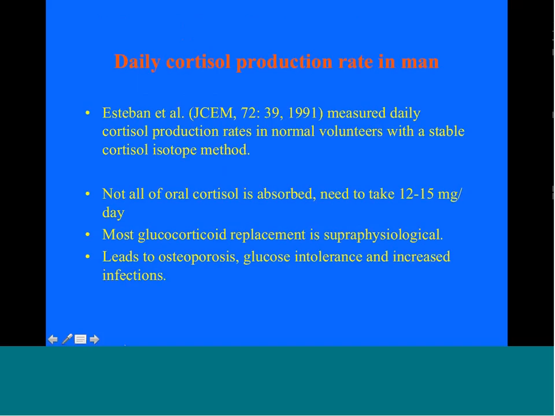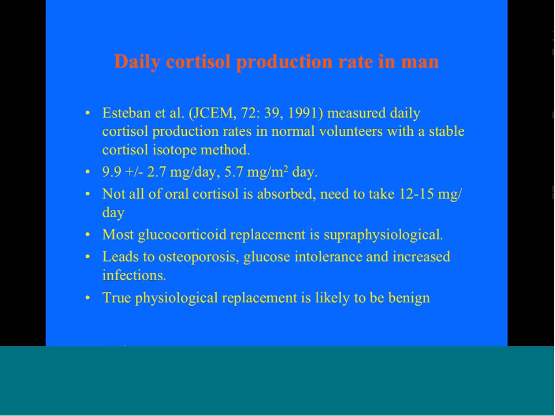Okay, so the daily cortisol production rate, published by the NIH in 1991, was about 10 milligrams per day, about 5.7 milligrams per meter squared. So somebody that's larger and taller does often need more cortisol replacement than others. So 9.9 is pretty low. That's how much the body makes.